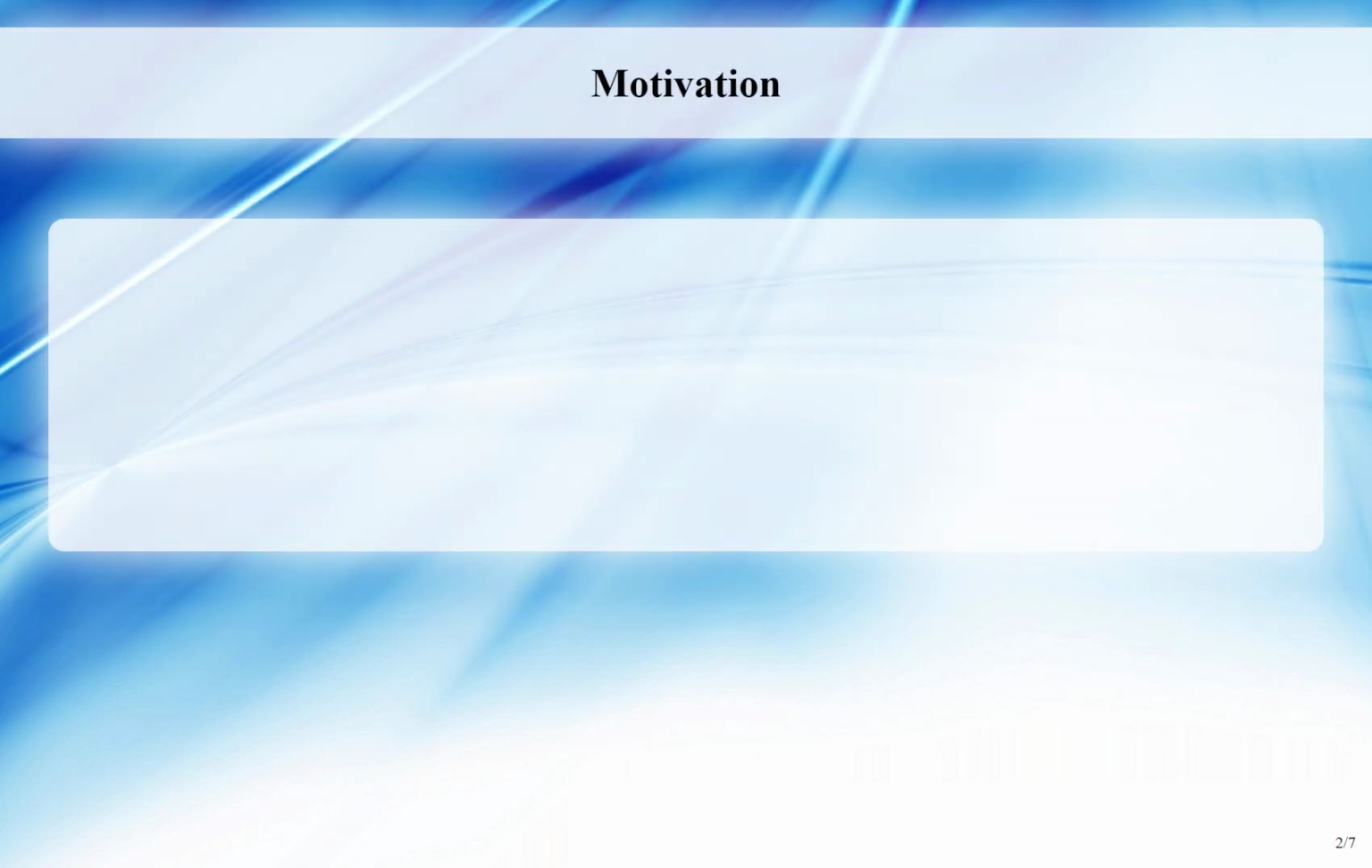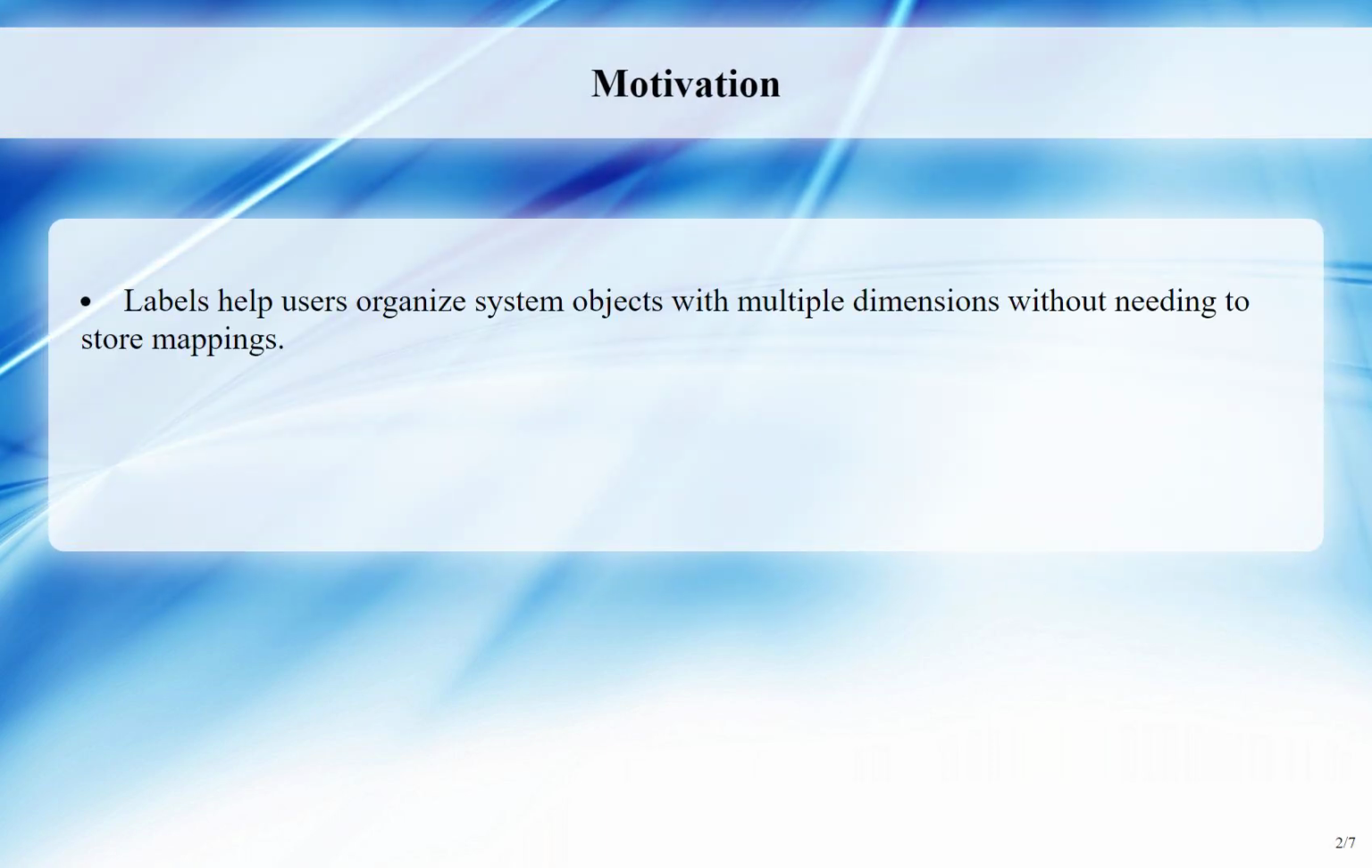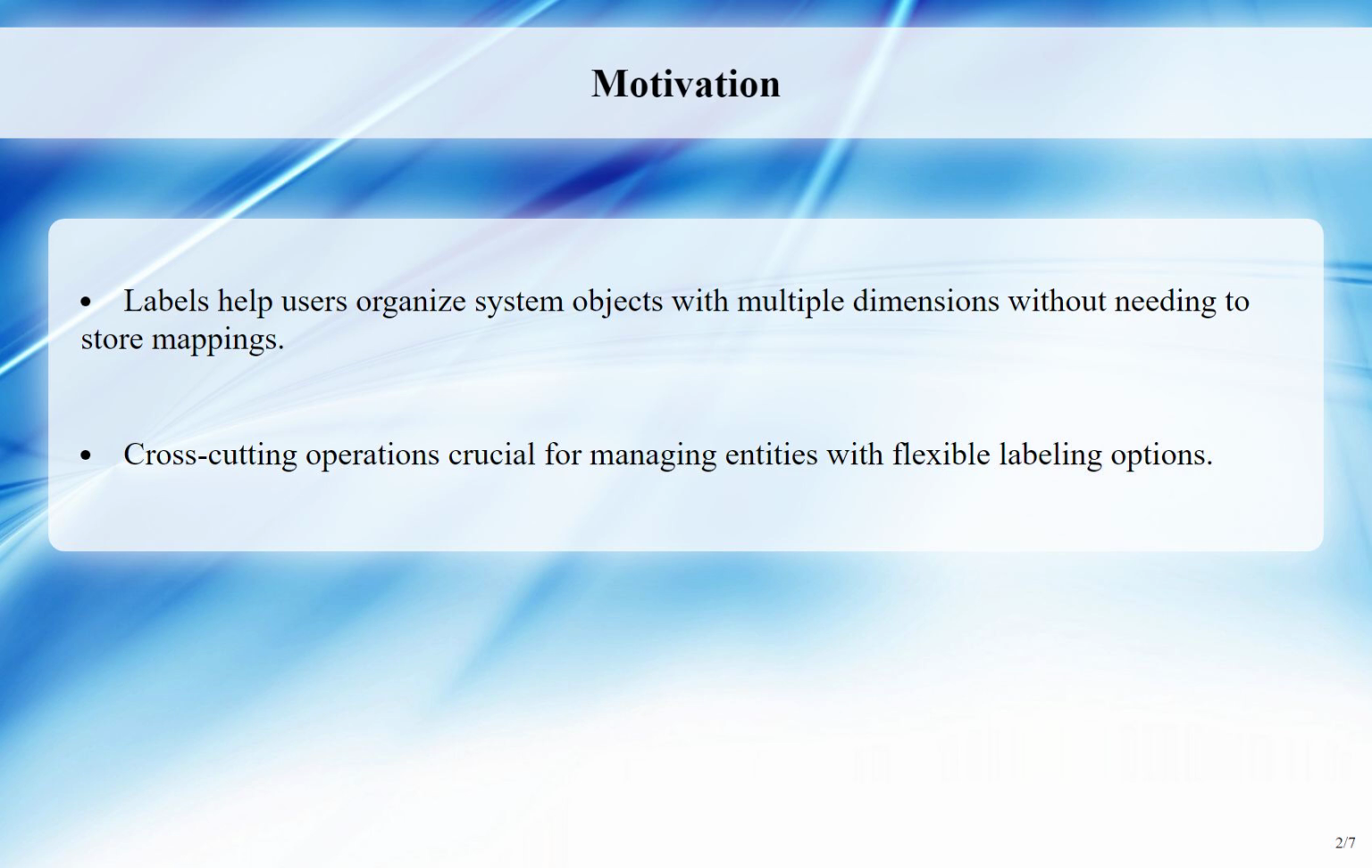Motivation. Labels allow users to organize system objects based on their own structures without the need to store these mappings. Complex entities like service deployments and batch processing pipelines often have multiple dimensions, such as different partitions, releases, tiers, and microservices. Cross-cutting operations are necessary for managing these entities, which may not fit neatly into strict hierarchies.